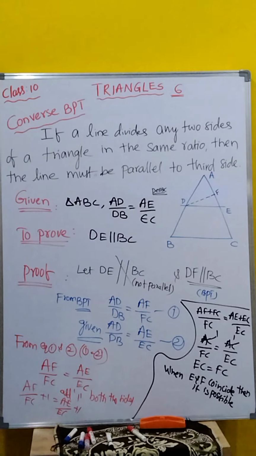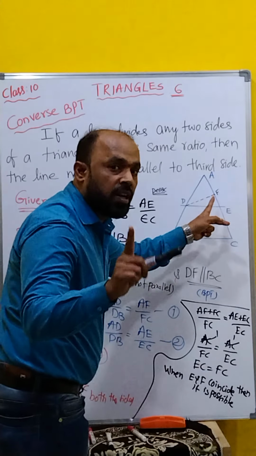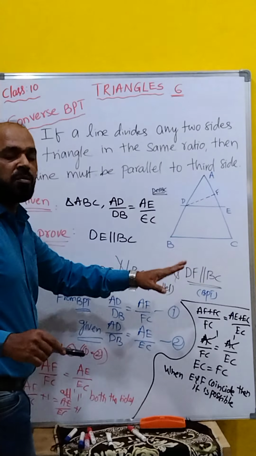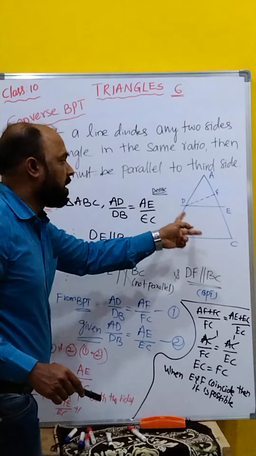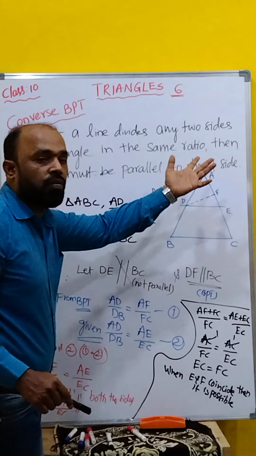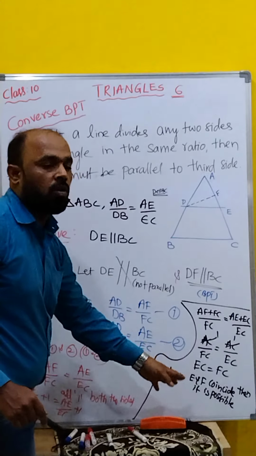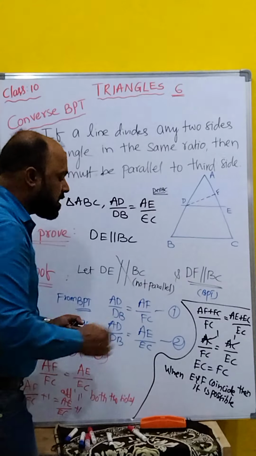Okay. Then finally, what we have to write? There is only one line, that is, DE is parallel to BC. Only one line in any triangle must be parallel to BC. What we assumed actually was DF, but it is possible only when F and E both coincide.